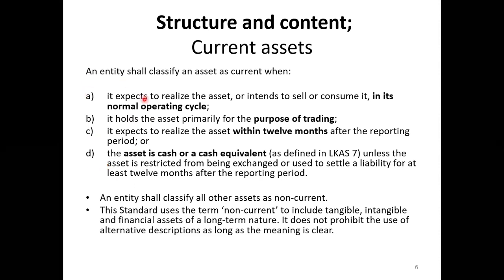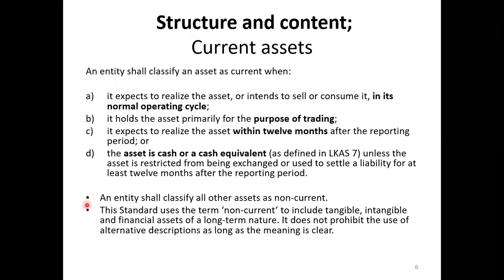So to categorize as current assets, it should meet the following criteria. First one, in its normal operating cycle and the purpose of trading, and expect to realize the asset within 12 months, and at least the cash and cash equivalent, right?